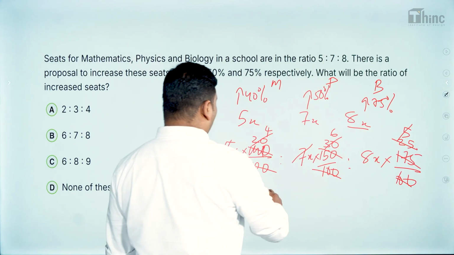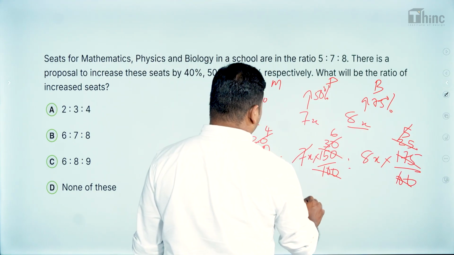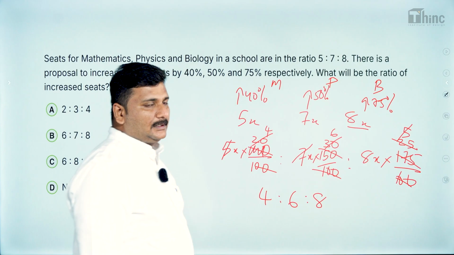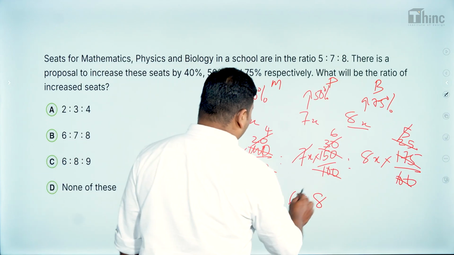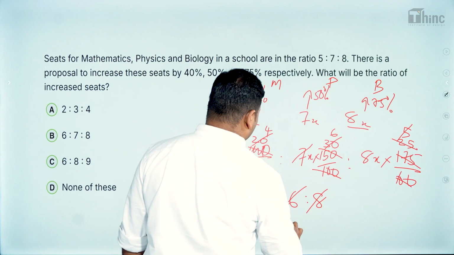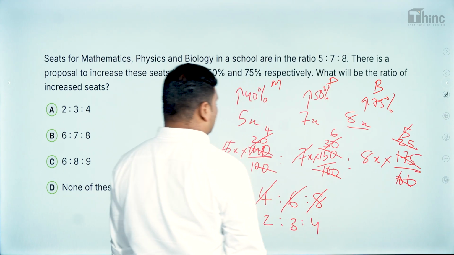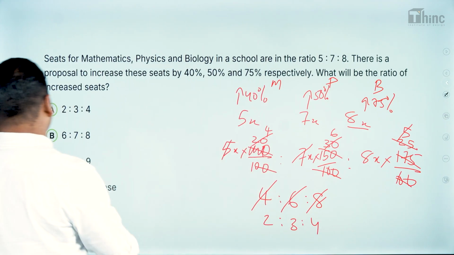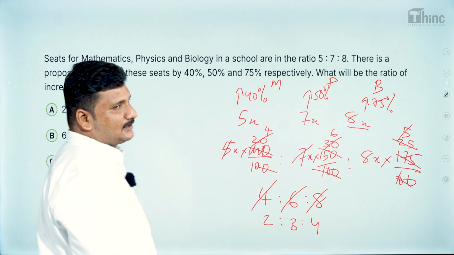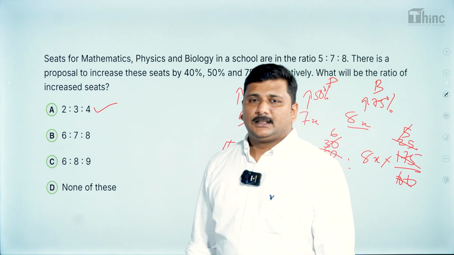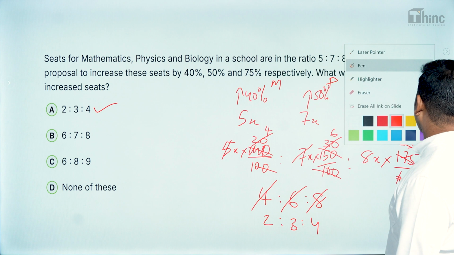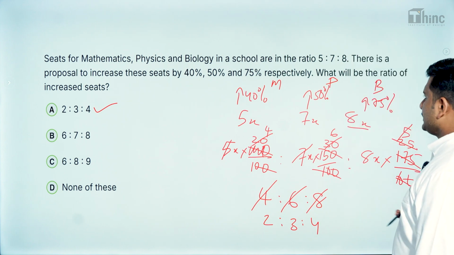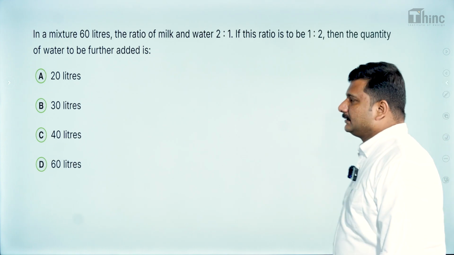So now we are getting 4:6:8. Again we can cancel it off by 2, right? So when you cancel it off by 2, we will get 2:3:4. So the final ratio is 2:3:4. Option A will be the correct answer. I believe this is clear for you. So let's look at the next question.